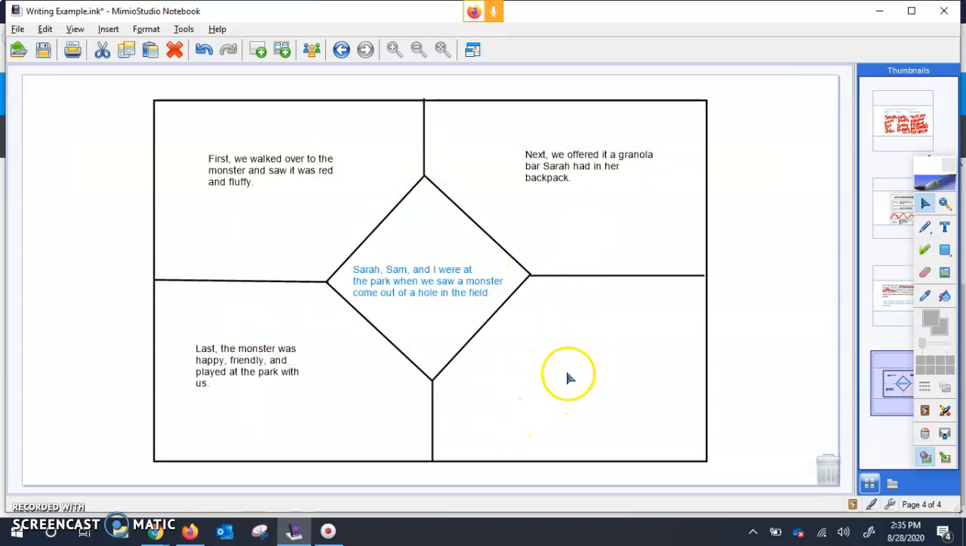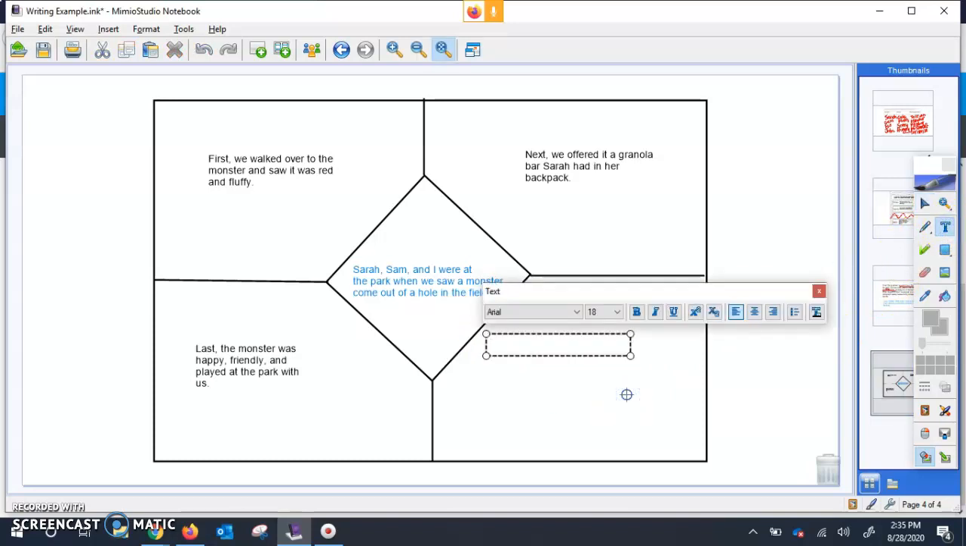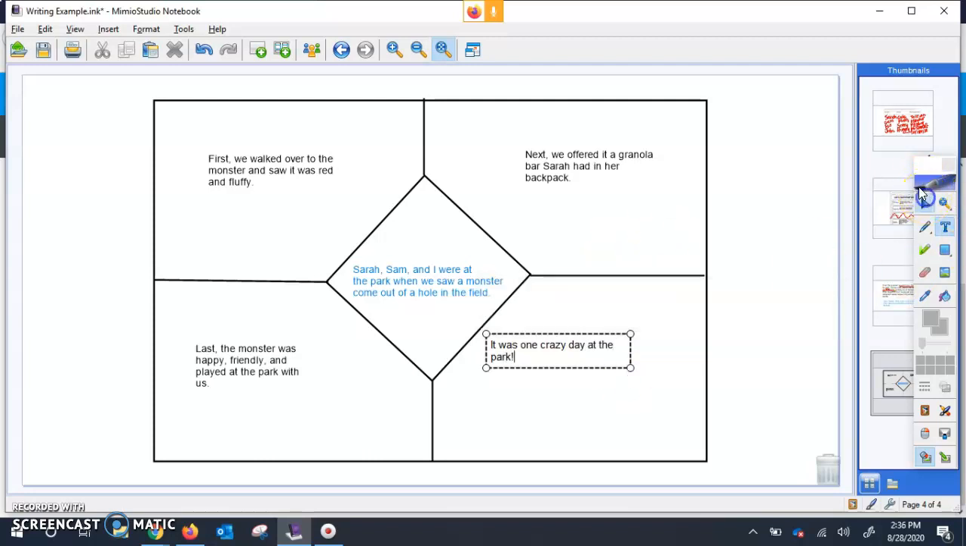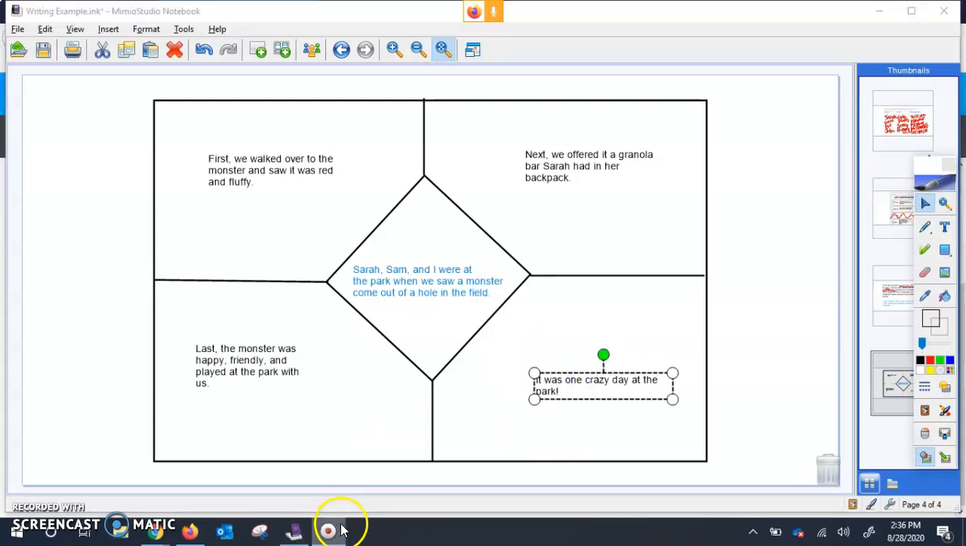But if you notice, we still have one box that's empty. And now I'm going to take my conclusion that I wrote and type it in here. So it was one crazy day at the park. And there's the end of my foursquare. I've got all four squares filled and I'm ready to go.